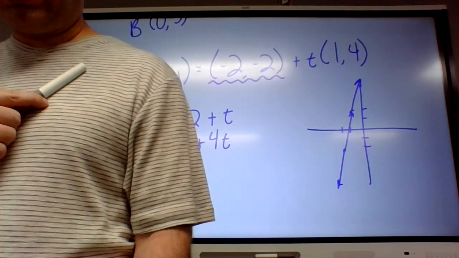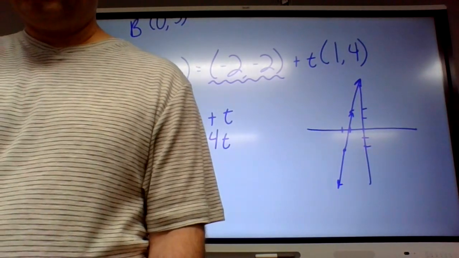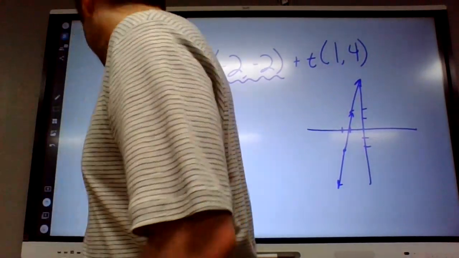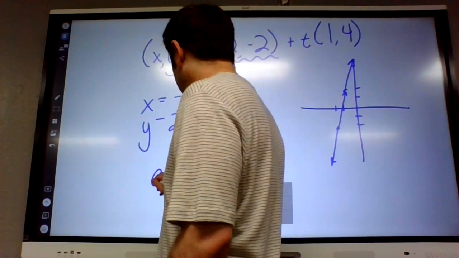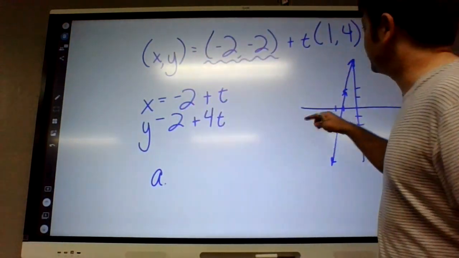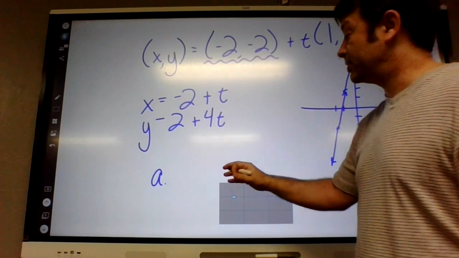Okay, that was B. Oh, there were questions on A. So, okay, question 1 on A, what's the velocity? Okay, that's the 1/4 thing.